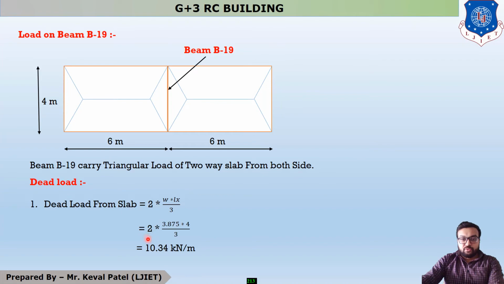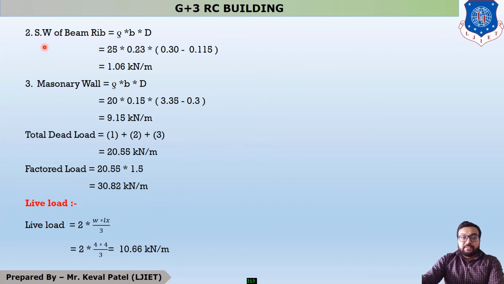So 2 is constant, W is 3.875, Lx is equal to 4 meter divided by 3. So you will get your answer 10.34 kilonewton per meter. Now your second is self-weight of beam rib.